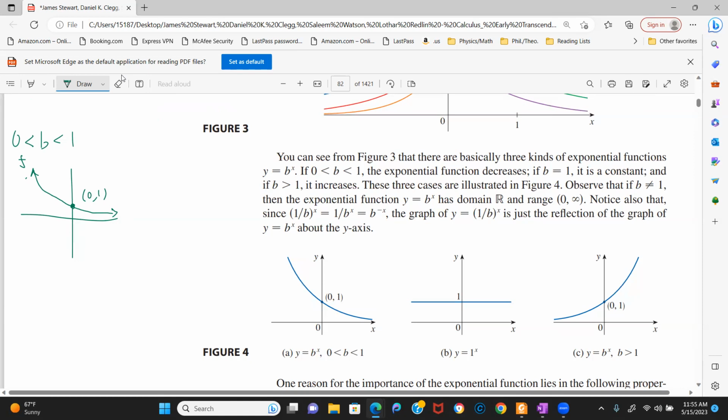Here they write it, so I won't even write the other one. So when b is between 0 and 1, your graph looks like this. This is the b equal to 1 case. It's just a horizontal line, so we don't even care about that case. That's never going to come up. And then you have the case where b is greater than 1, and it looks like this. Just remember these two right here, this one and this one. These are the most important ones.